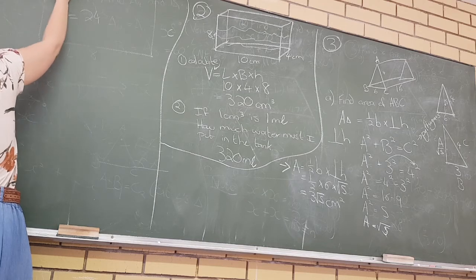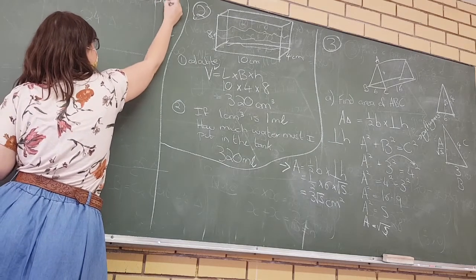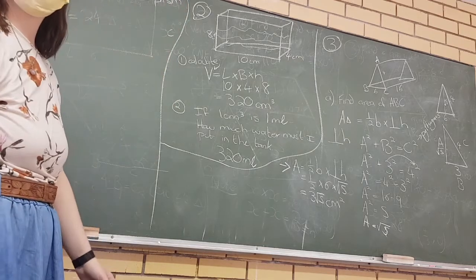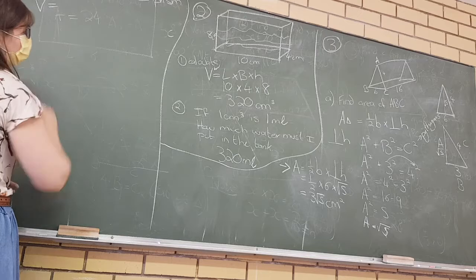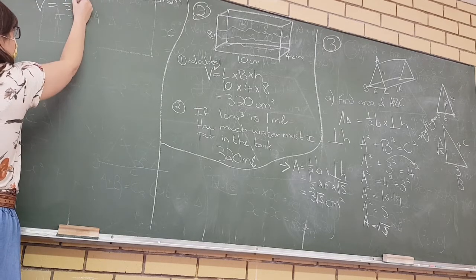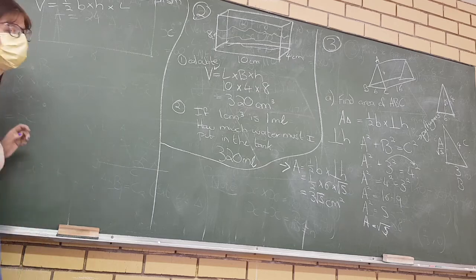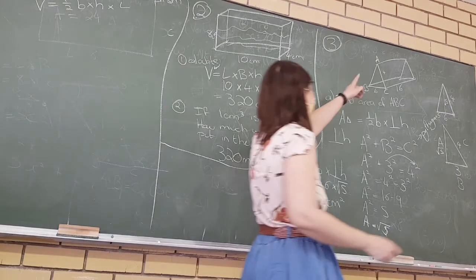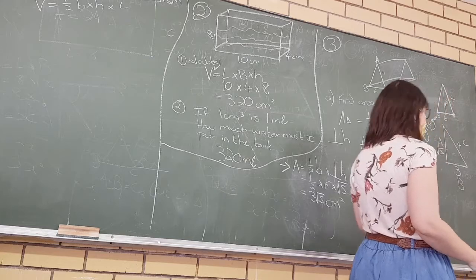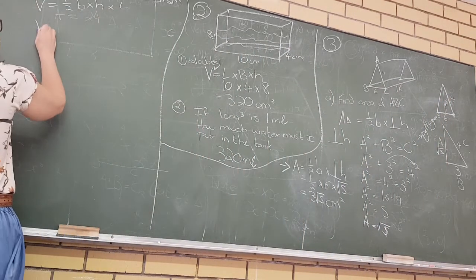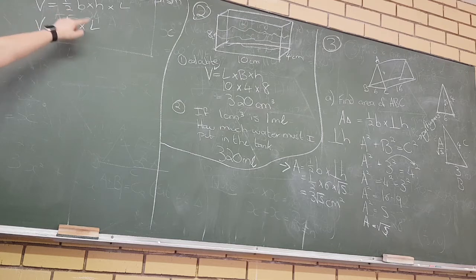Find the volume of the triangular prism. Okay, so now this is actually really easy because my volume is equal to half base times height times my length. Here's my half base times height times length. But I already know what my half base times height is. So volume is equal to my area times my length. Do you see that? Because this is my formula for area, so it's area times length.